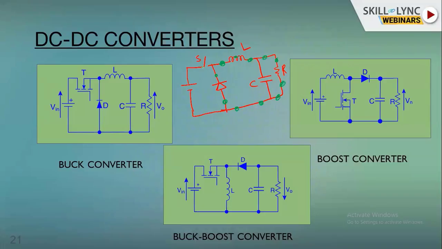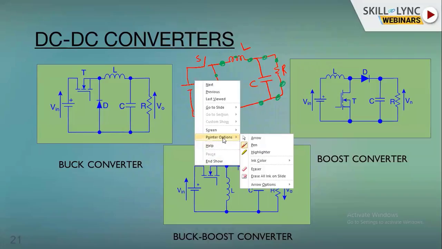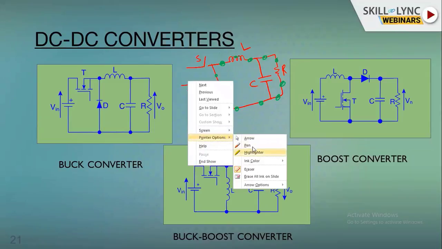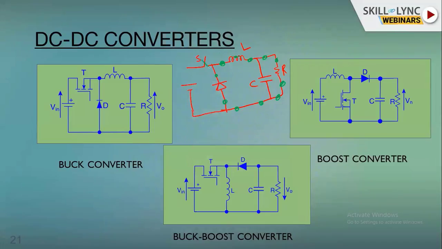So during the on state, what happens? Similarly, if you go for an on state, on means this switch is on. Let us consider this is on. Okay, no problem. Let's say this is on and this is connected over here. This is connected.